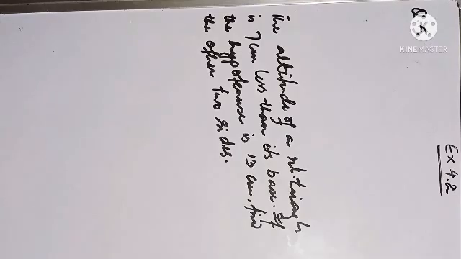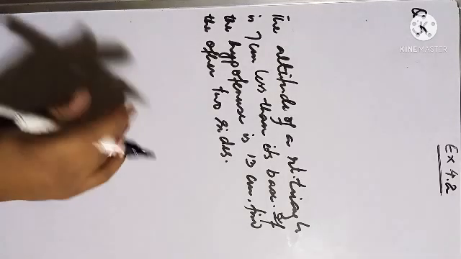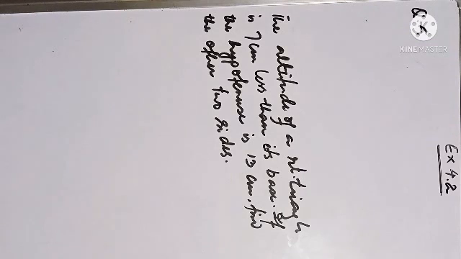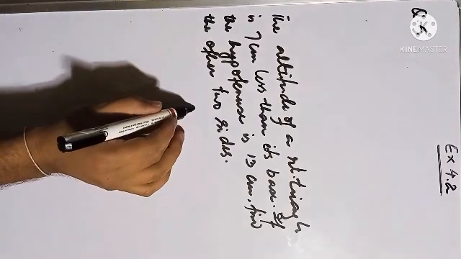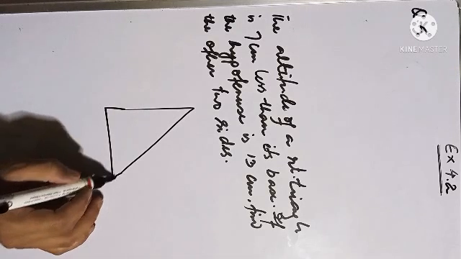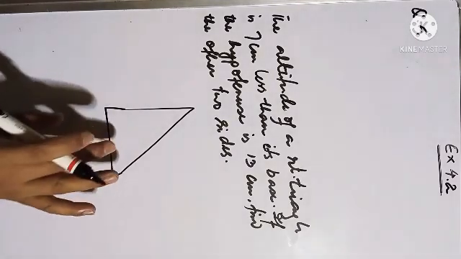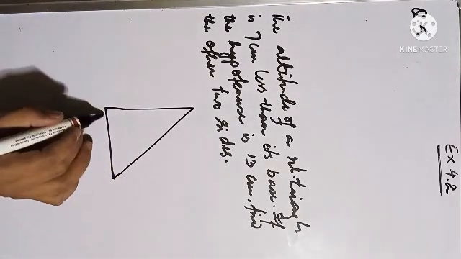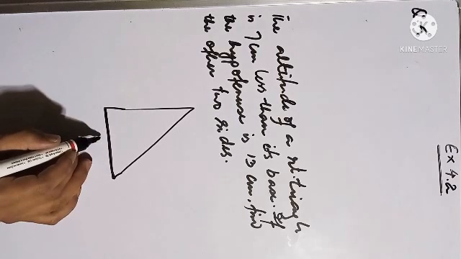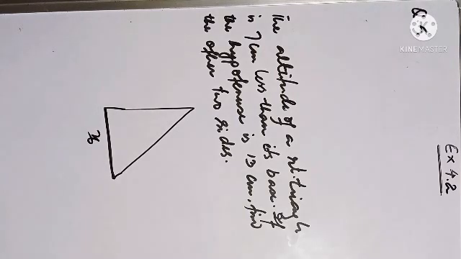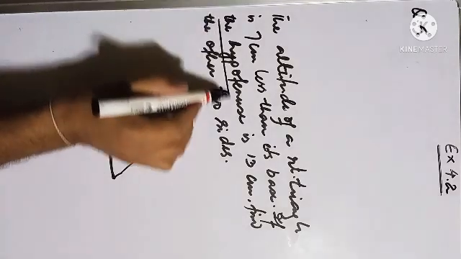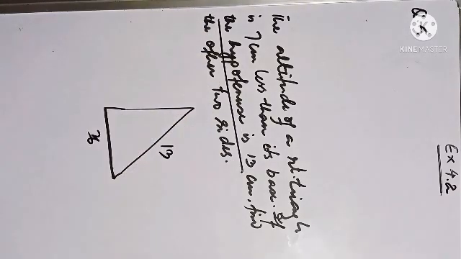Okay, we have question number 5. The altitude of a right triangle is 7 centimeter less than its base. If the hypotenuse is 13 centimeter, find the other two sides. So the question is talking about a right angle triangle. Let me just draw once roughly. I'll take this as the base. This base is, let me say here, x, and here the hypotenuse is 13 centimeter, so this is 13.